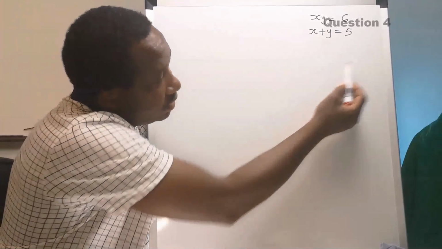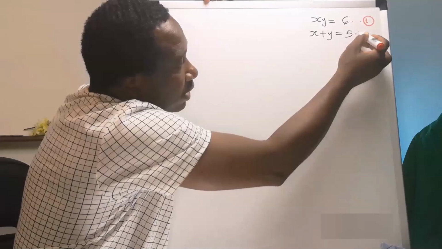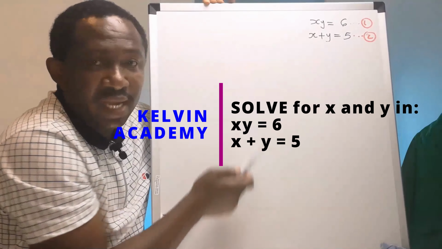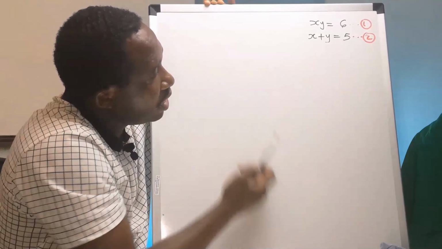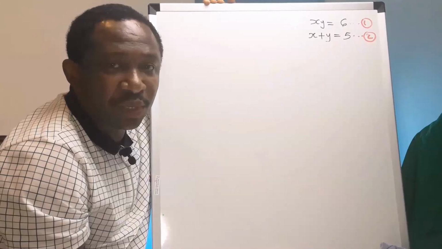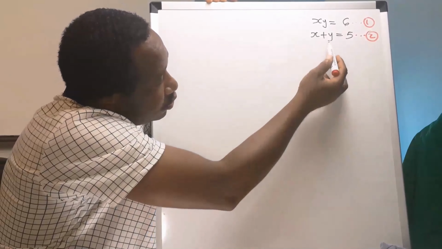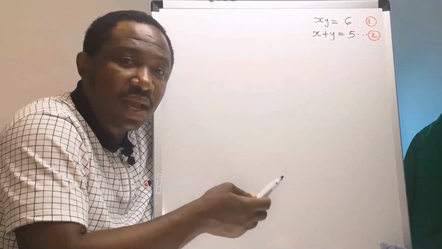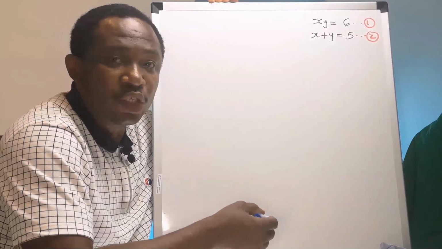Let's consider this question. This is equation 1 and this is equation 2. In equation 1, x and y are together. In equation 2, x and y are separated by an addition operator. Equation 2 is a linear equation.